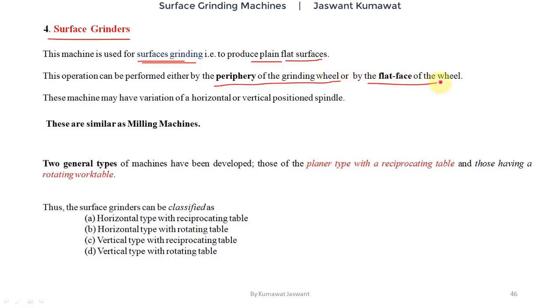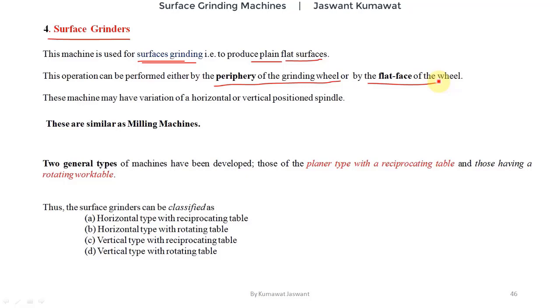While studying the milling, we have studied that there are two types of milling. First one is peripheral milling and second one is face milling. In peripheral milling, the tooth situated on periphery of milling cutter are used to machine the surface, while in face milling, the tooth situated on side face of milling cutter is used to machine the surfaces.